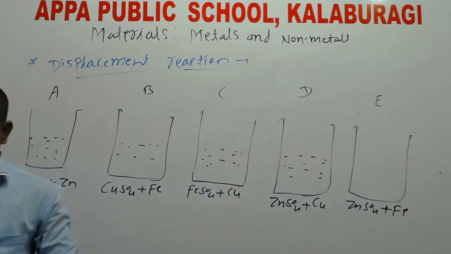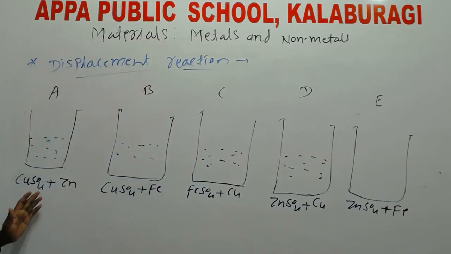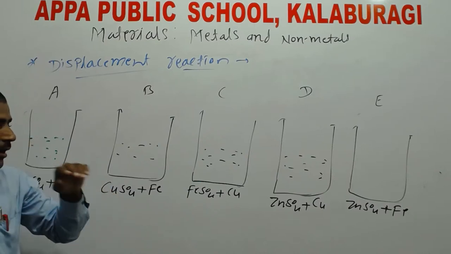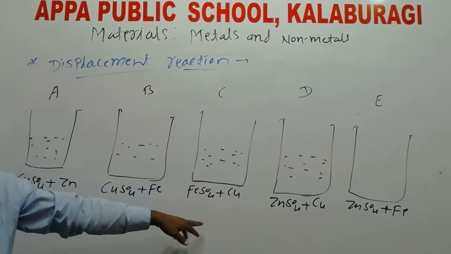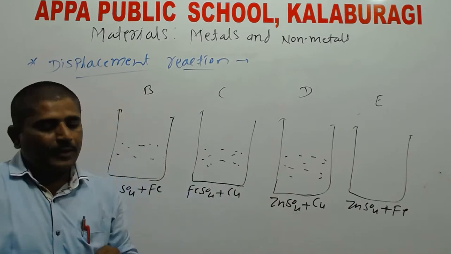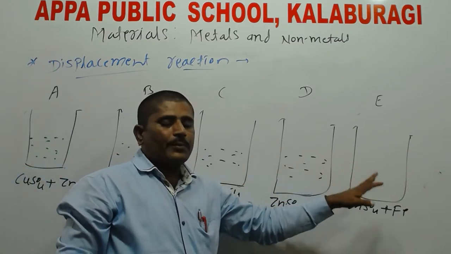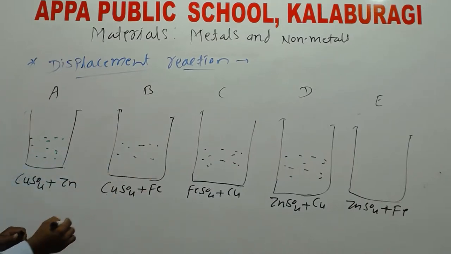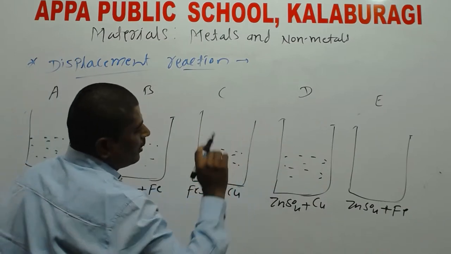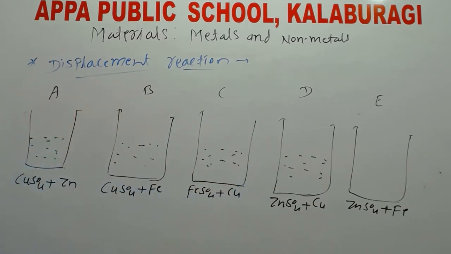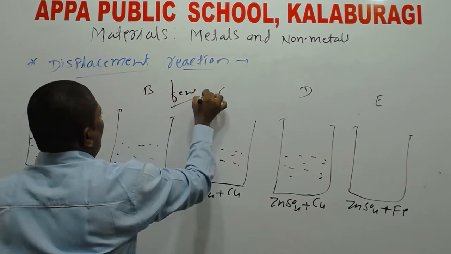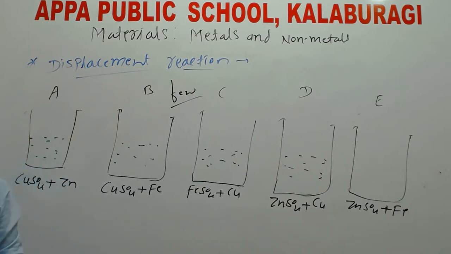These are the five reactions. Please focus on this. First reaction, copper sulfate plus zinc. Second reaction, copper sulfate plus iron. Third reaction, iron sulfate plus copper. Fourth reaction, zinc sulfate plus copper. Fifth reaction, zinc sulfate plus iron. Let us see in which beaker the reaction takes place. After a few minutes, you can observe what changes take place in the beakers.